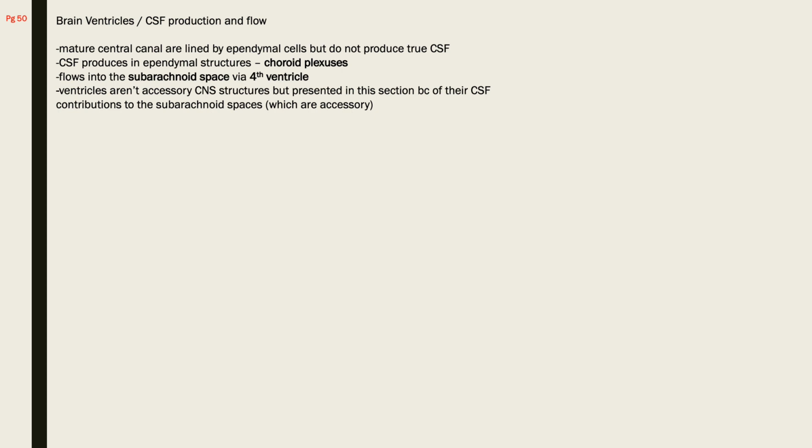Last point on this page I want to make is that just be aware that the ventricles are not CNS accessory structures, but we present them in this section because of their contributions to the subarachnoid space, and the subarachnoid spaces are accessory. So just be aware of that.